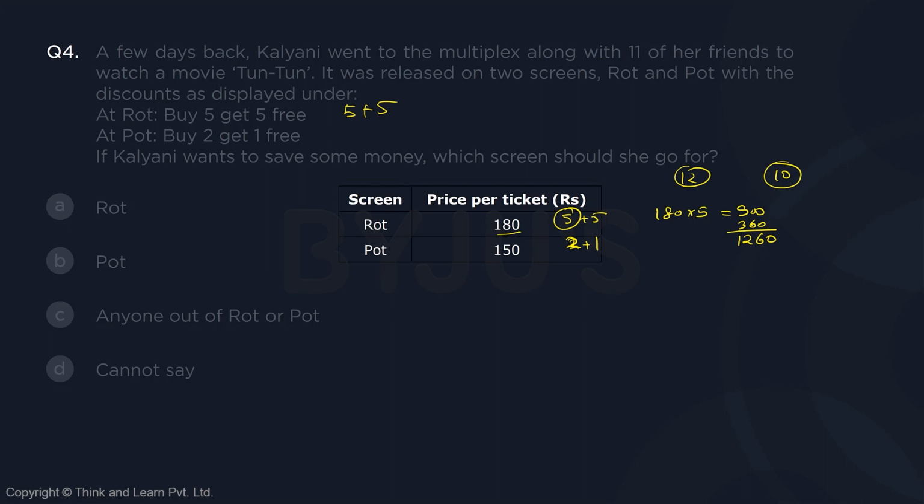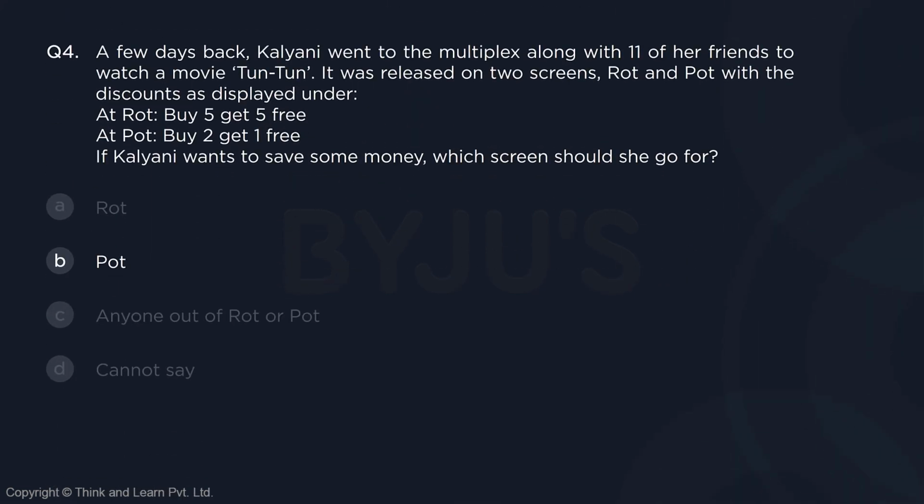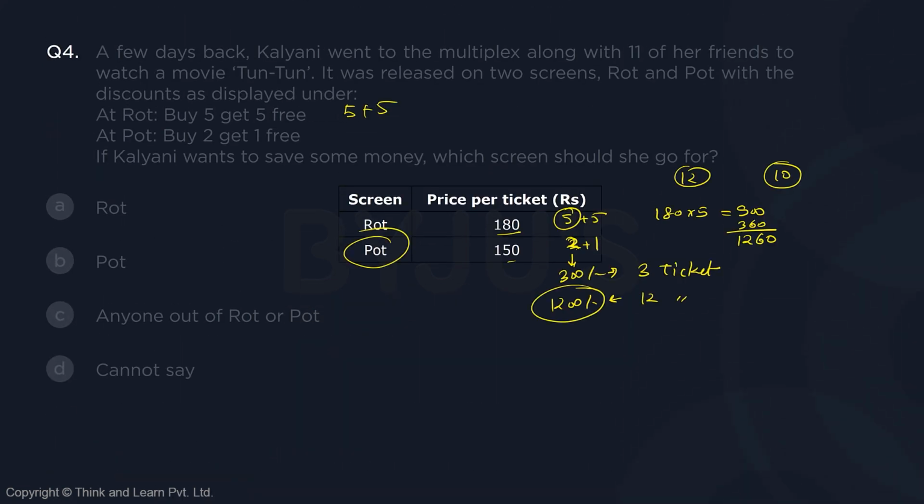Right. Here buy 2 get 1 free. So in 150 into 2, 300 rupees, she can get 3 tickets. So if I need to buy 12 tickets, I can spend 4 times of that, that is 1200 rupees. So which saves money in this case? Pot, right? 60 rupees less, and that will be your answer. Easy again, basic concept of profit and loss, right? What is your answer?